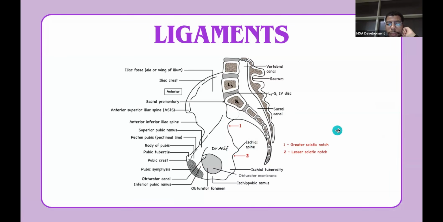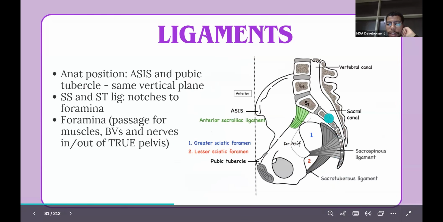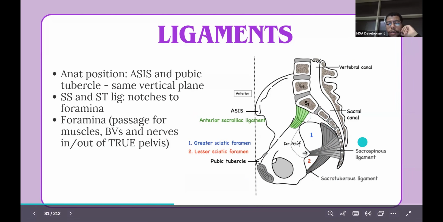Now, here we added some ligaments. As we said, this is the sacrum, and this is our ischial tuberosity here at the bottom. So from the sacrum to the ischial tuberosity, we're going to have the sacrotuberous ligament. And this is our ischial spine. From the sacrum to the ischial spine is going to be the sacrospinous ligament. So here we have the sacrotuberous and sacrospinous.